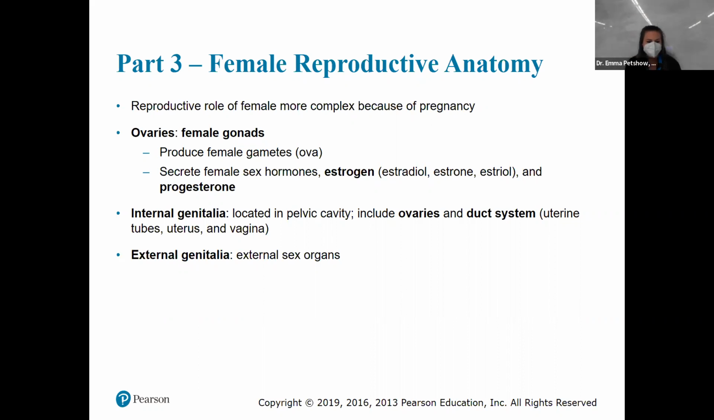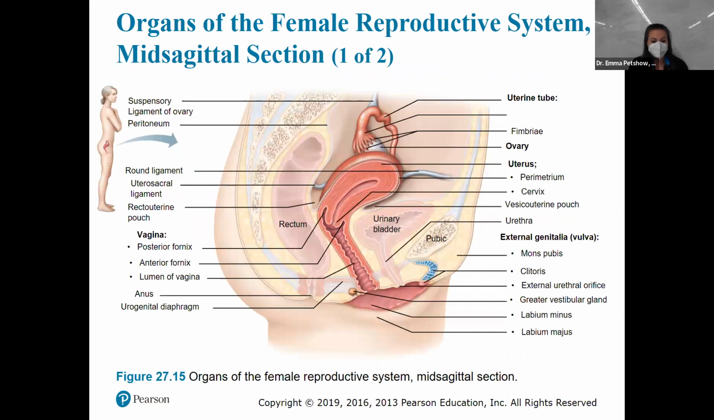We have our internal genitalia and our external genitalia, and so we'll get into some of the structures here. If you're a visual person, this is your picture to orient you again. Rectum, bladder here, pubic bone here, uterus here, etc. And we'll go through some of these structures more in detail.